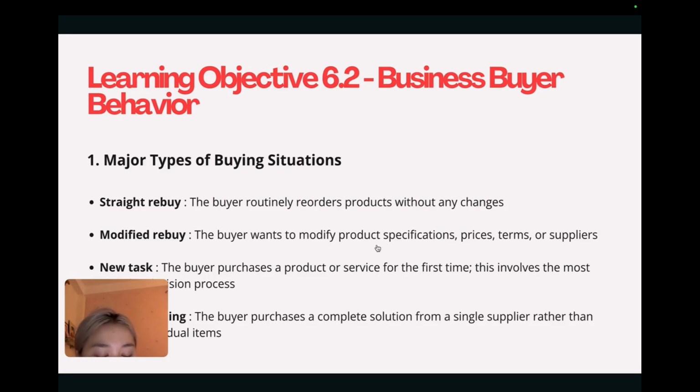System selling. The buyer purchases a complete solution from a single supplier rather than buying individual items. For example, a manufacturing company buys a complete production system from Siemens, including machinery, control software, maintenance services, and employee training. So the firm buys total solutions rather than individual products.